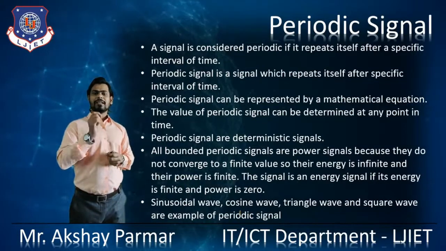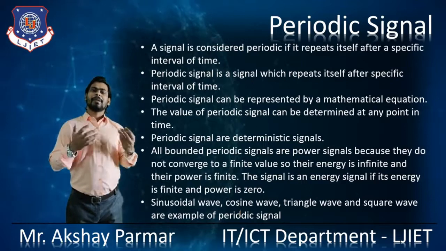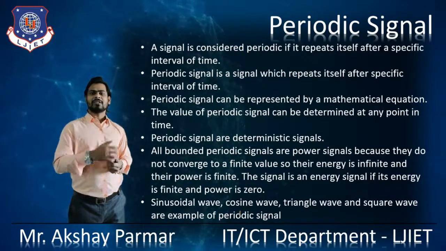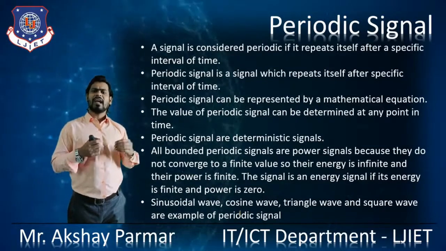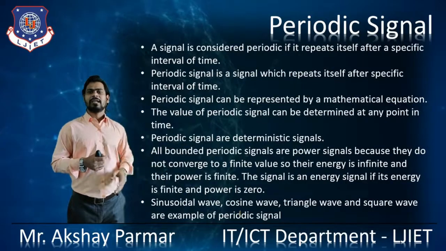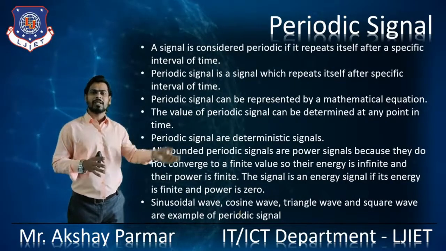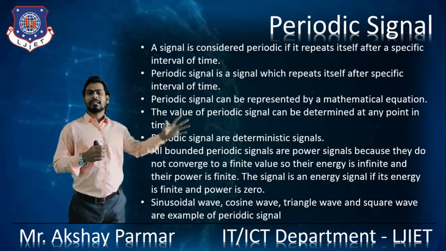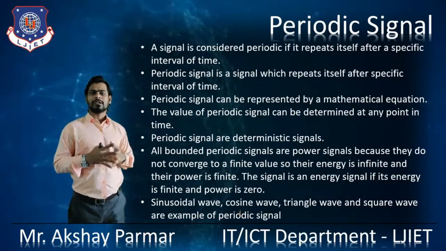A periodic signal can be represented by a mathematical equation. The value of a periodic signal can be determined at any point in time, as it is repeating its pattern throughout its journey. Periodic signals are deterministic signals. All bounded periodic signals are power signals.